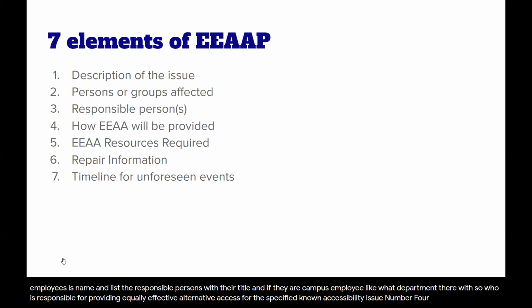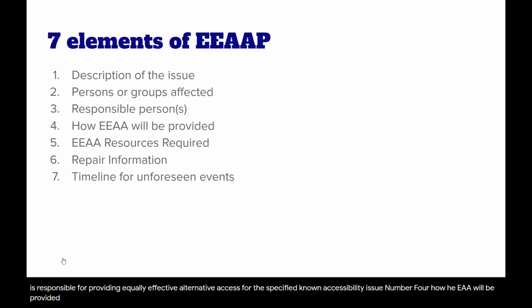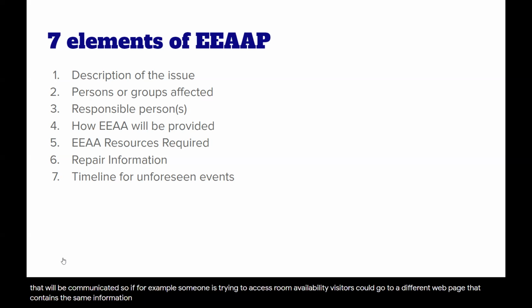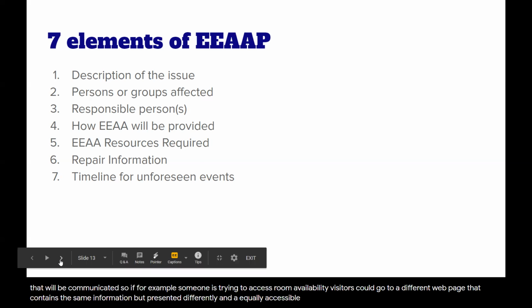Number 4, how EEAA will be provided. So you want to describe in detail how the responsible department or person provides equally effective alternate access and how that will be communicated. So if, for example, someone's trying to access room availability, visitors could go to a different web page that contains the same information but presented differently in an equally accessible manner.